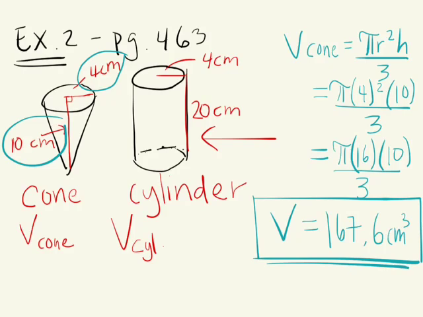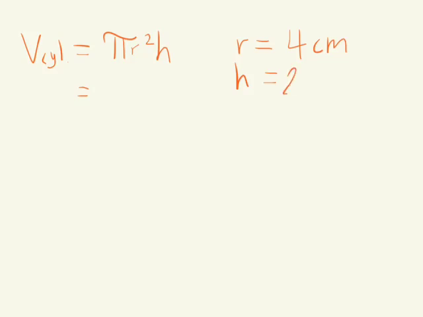Now we need to find the volume of the cylinder. We're going to do that on the next page. Find the formula for the volume of a cylinder. What's the volume of a cylinder equal to? The volume of a cylinder is pi times radius squared times the height. Were we given the radius of the cylinder? What was it? 4 centimeters. And were we given the height of the cylinder? 20 centimeters. So we're going to plug in those values again.